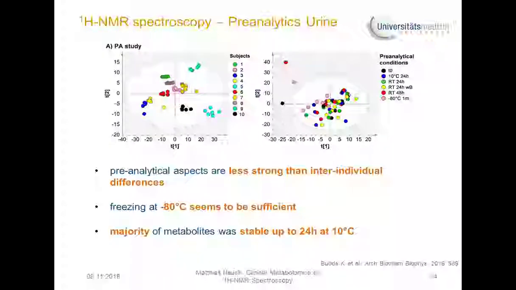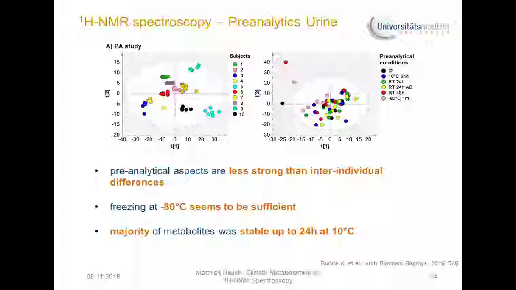And as you can see on this slide, we have overall 10 different subjects. And here you see the color slides of these points, which were measured after different pre-analytical states. And we can state that the pre-analytic aspects are less strong than inter-individual differences. So we can state that the urine from one person to another person has a quite different metabolome, and the changes which we observe during the aging of the samples is relatively low.